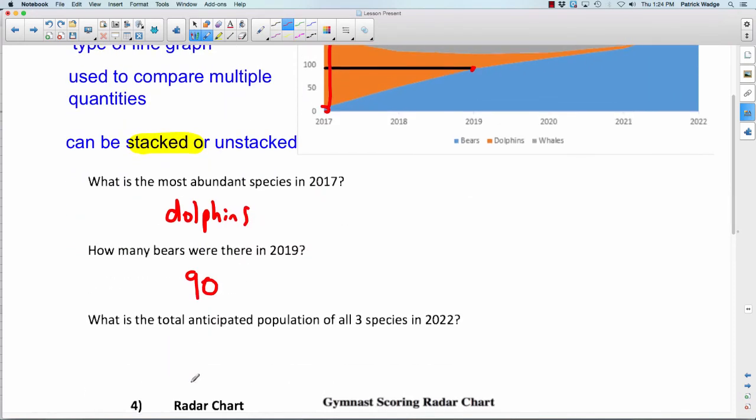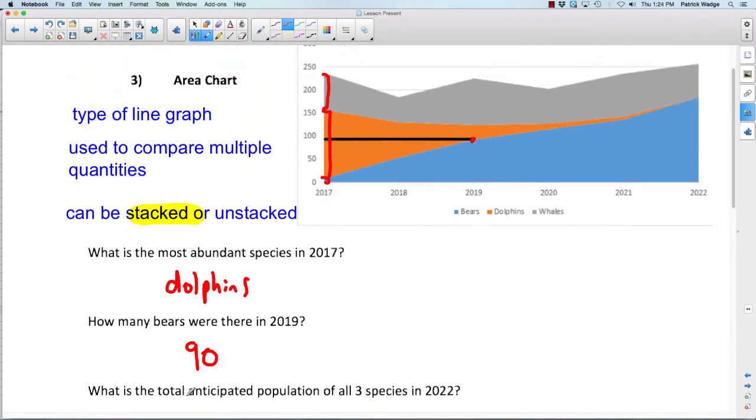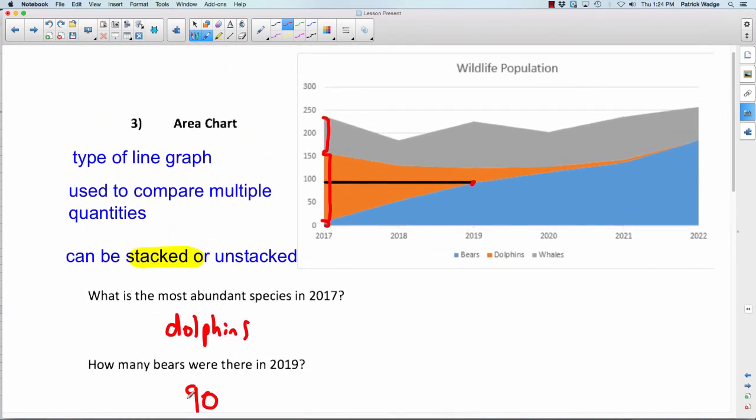What is the total anticipated population of all three species in 2022? Okay, so we're going to 2022, into the future. I guess this is what their guess is. And we want to know what the total number of species is if we were to add all three of them together.